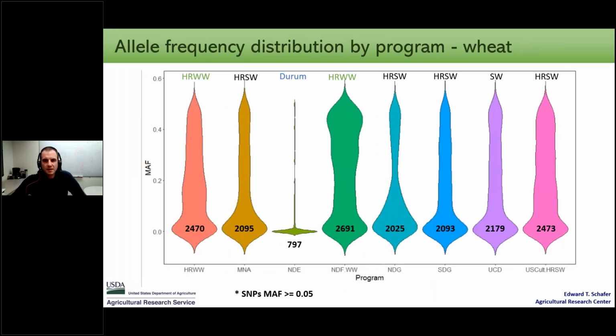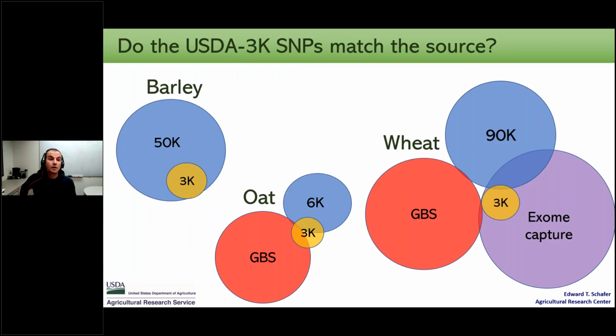Finally, in wheat, again, we see the same thing. Most programs have over 2,000 markers that they can work with, except here, the NDSU Durham program had only a few, and we'll need to investigate a little bit to see how we might be able to address this for them. All right, so let's now move on to our questions.